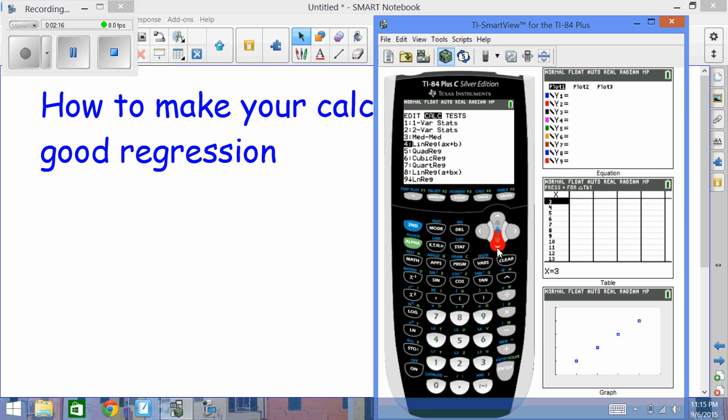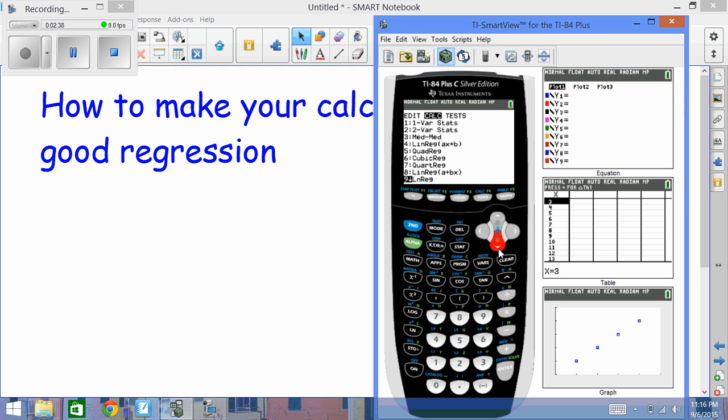There's linear regression, LinReg. There's QuadReg, it's a parabola. CubicReg, QuartReg, quartic, it's a 4th power. LinReg, this is the statistics one. I don't really know why there are 2 different ones, but you're going to use LinReg up here, number 4, when you do a linear regression.